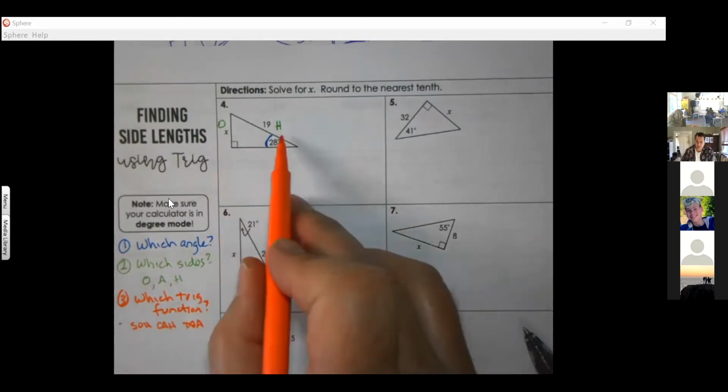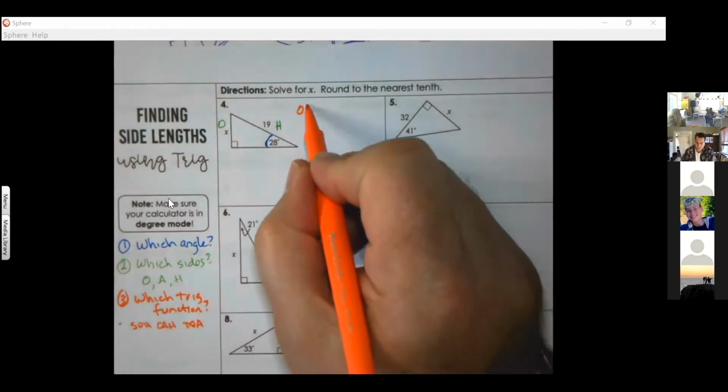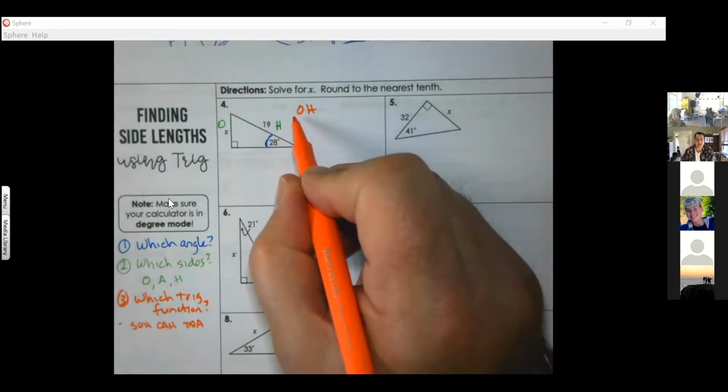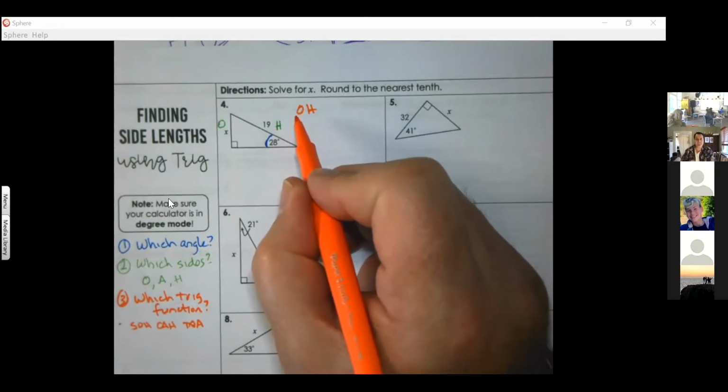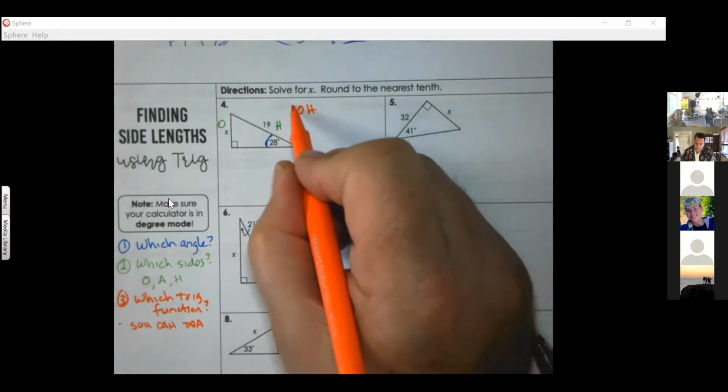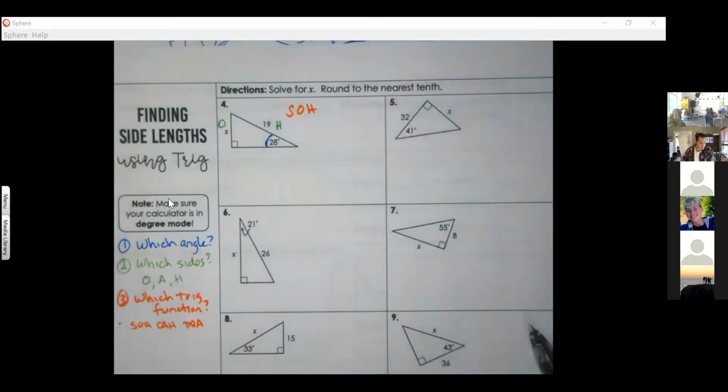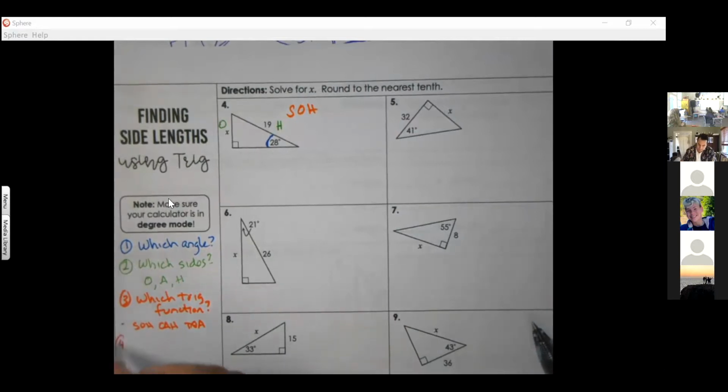So if I've got O and H, what goes in front of that? S, C, or T? S. Yeah. That tells me it's SOHCAHTOA. Therefore, I'm going to write out, let's go with red here, write out the equation.